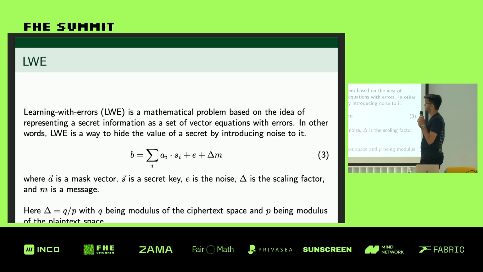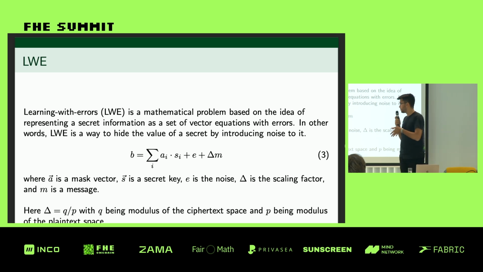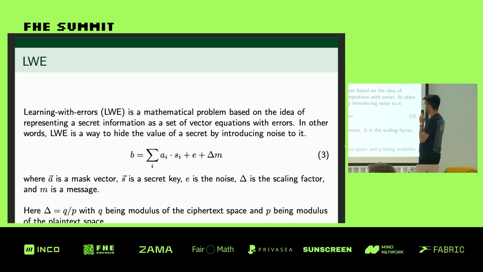LWE stands for learning with errors, and it's a mathematical problem based on the idea of representing an information, a secret information, as a set of vector equations, and to that equation we add some small element which we call noise, and that noise makes our vectors not easy to decrypt without having the secret key.